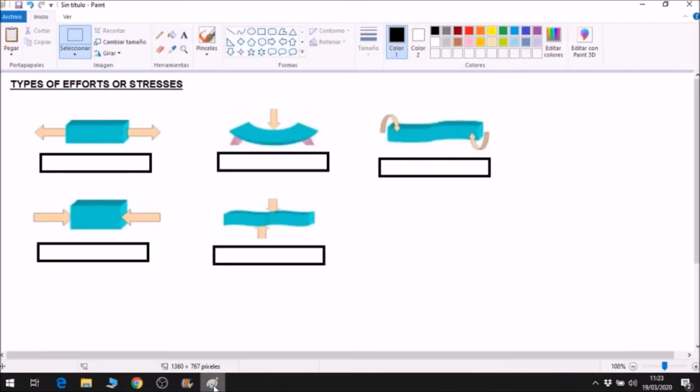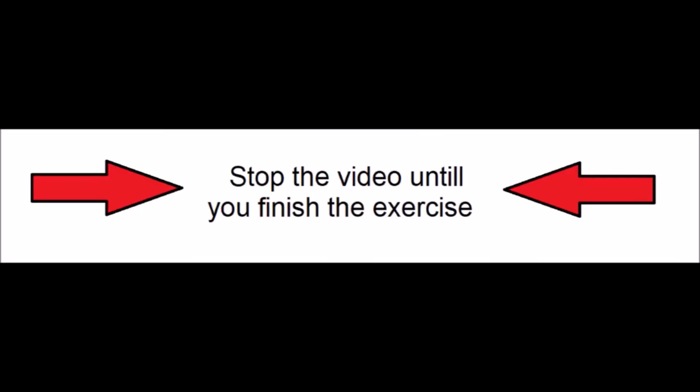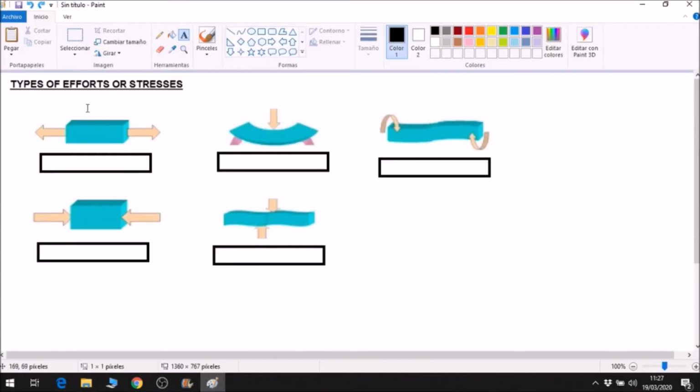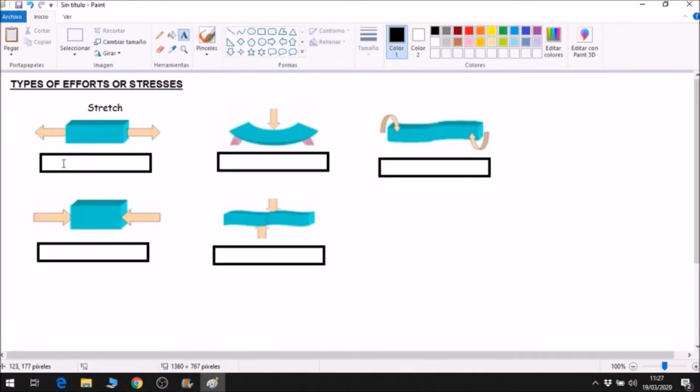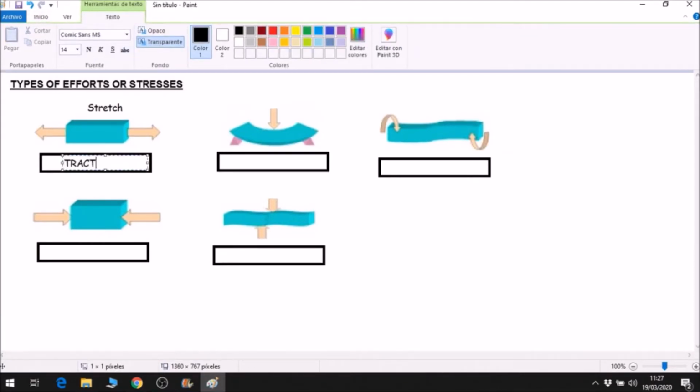We are going to make this exercise. Here you have to give me the name of the type of stress that we are applying in these different situations. Please stop the video till you finish the exercise and then we will correct it. The first one, the forces are trying to stretch the object, make it longer. So we are talking about a traction stress, traction or tension.